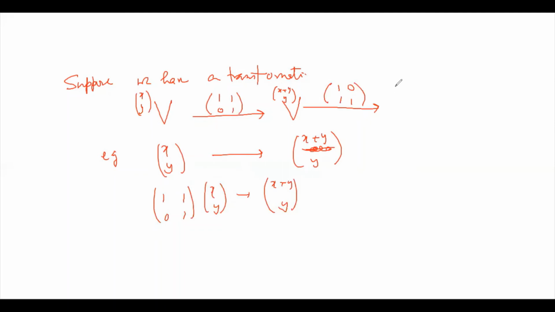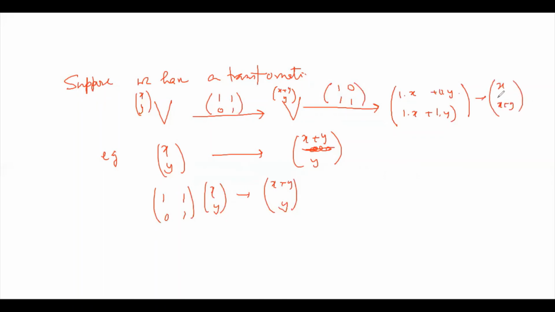So this vector will give you one times x plus 0 times y, 1 times x plus 1 times y. So this gives you x, x plus y. Okay.